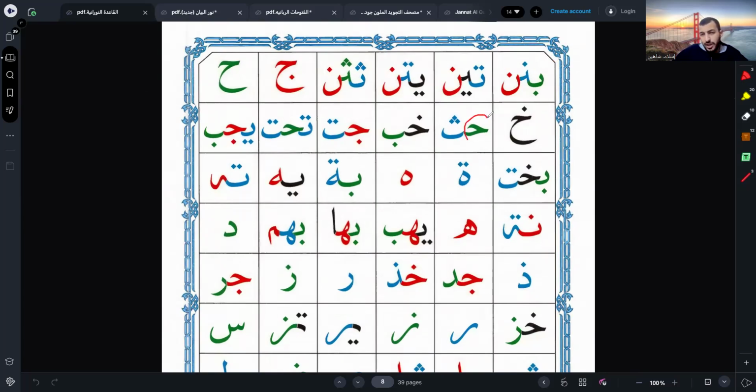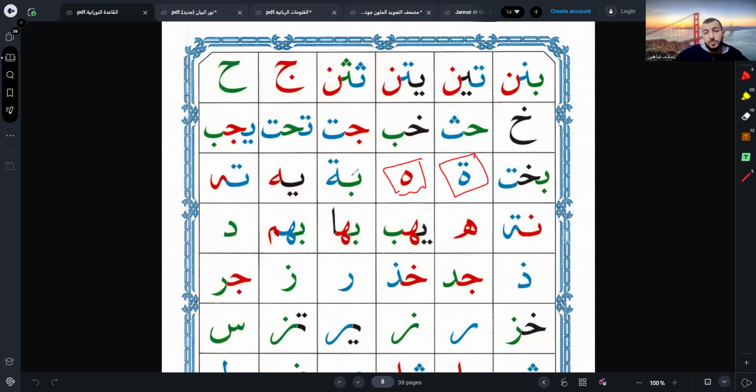So next group is jim, ha, kha. So we know the shapes of the ha, kha, jim at the beginning and the middle are even the same, but just connected from both sides. Okay. So when it comes to the ta marbuta, don't forget not to mix it with the ha. So we said if we have it with two dots, it's ta marbuta or tied ta. But if we have it without dots, this is ha.